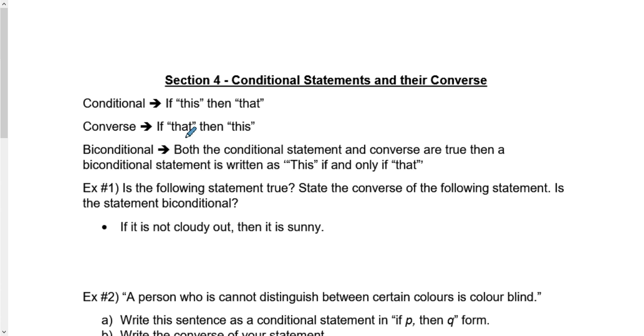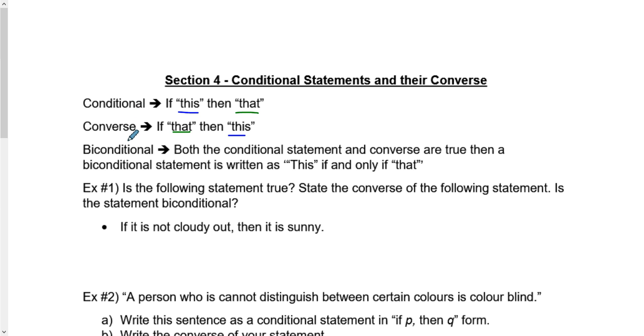The converse is just literally switching up this and that. All it's doing is switching up what it's talking about. So in that same situation, it's if my parents are happy with me, then I did good on my test. So just switching up the parts of the statement.